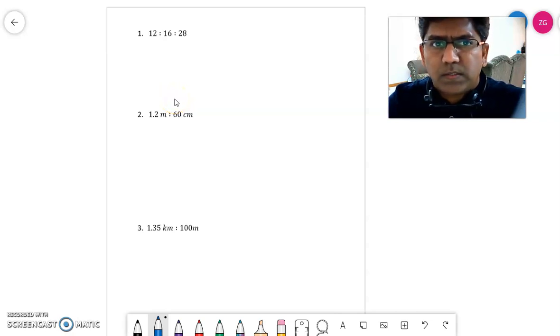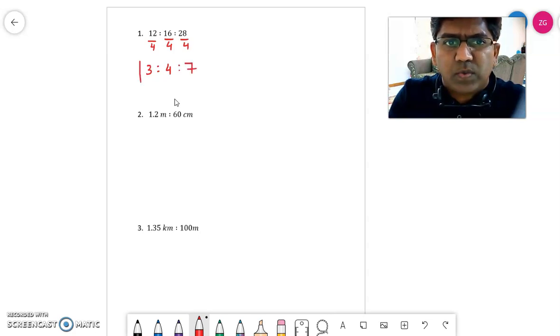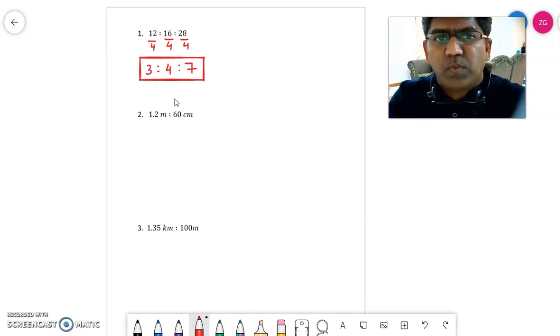Continuing with simplifying ratios. Question 1, we have three quantities here, 12 is to 16 is to 28. If you look at all three, the highest common factor is 4. So I can divide all three by 4. 12 divided by 4 is 3, 16 divided by 4 will be 4, and 28 divided by 4 is 7. So you need to divide all three by the same number. My simplest form of the ratio is 3 is to 4 is to 7.